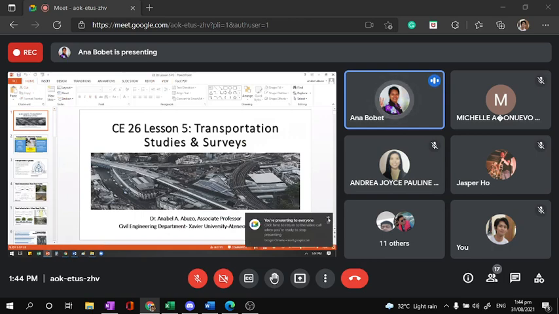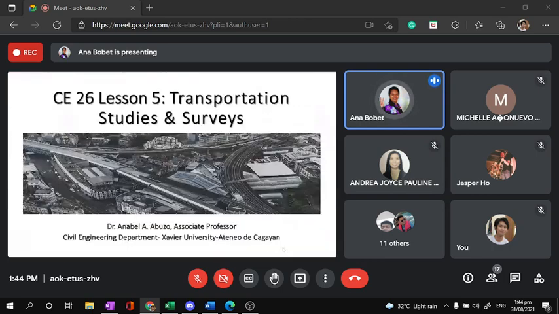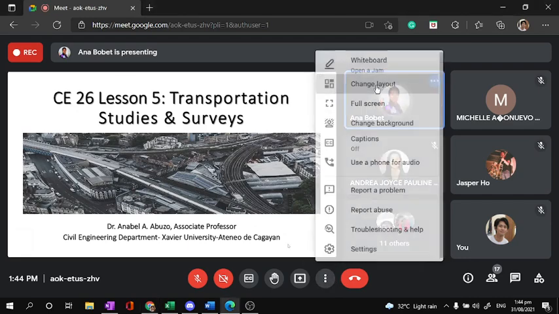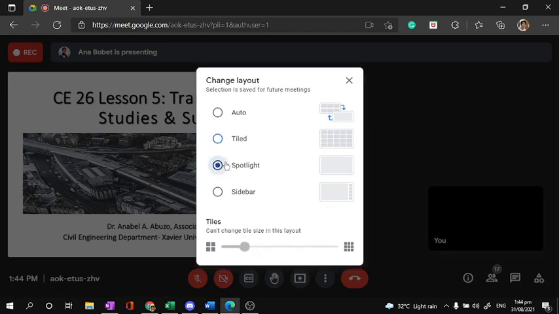Okay. So I'll start the lesson for today. This is the material discussion for lesson 5. Yes, ma'am. Okay. So lesson 5 is actually a continuation of transportation studies and surveys. This time we'll focus on a couple of areas, and then I'll proceed to some speed control and traffic control applications.